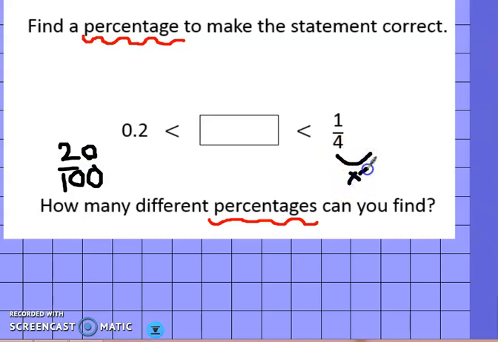4 times 25 is going to give me 100 as my denominator. 1 times 25 is obviously 25. So now I need a percentage that can go in the middle of 20% and 25%. And it says how many can you find? So in there, I would expect you to put something that is greater than 20% but smaller than 25. So you could have 21, 22, 23 and 24%.